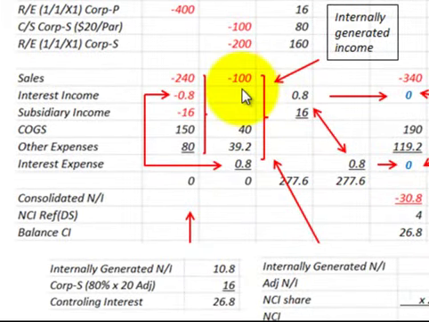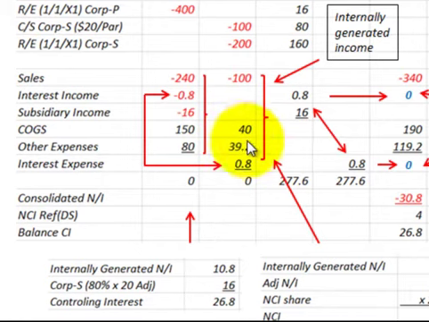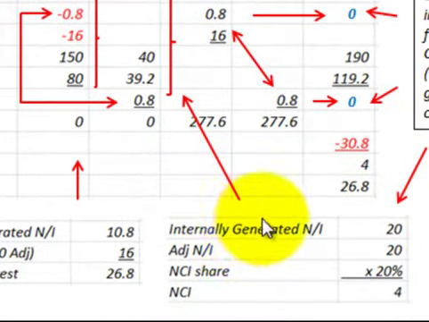Now for our income distribution amounts. Looking at Corporation S, they had sales of $100,000, and then we'd subtract out the cost of goods sold of $40,000, other expenses of $39,200, and what I want to point out is this interest expense on this note would also be subtracted out. So looking at distribution, our internally generated net income was $20,000, and there were no adjustments to the net income. So the non-controlling interest share for Corporation S was 20%. So the non-controlling interest would receive $4,000.